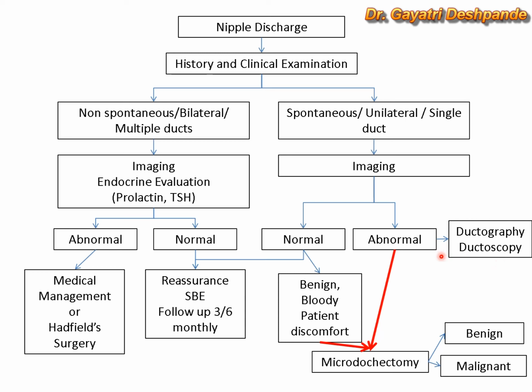If these are not available, the patient straightaway needs a microdochectomy followed by histopathology of the resected duct. If it turns out to be benign, the patient can be followed up every 3 to 6 monthly. But if it comes out to be malignant, then further treatment needs to be considered as per the staging of the disease.